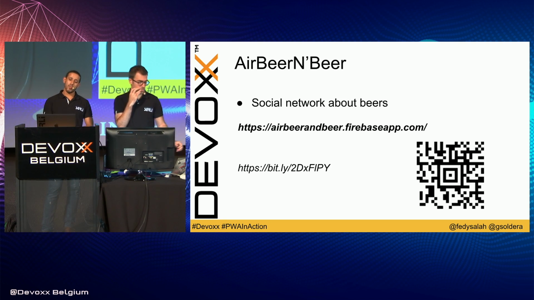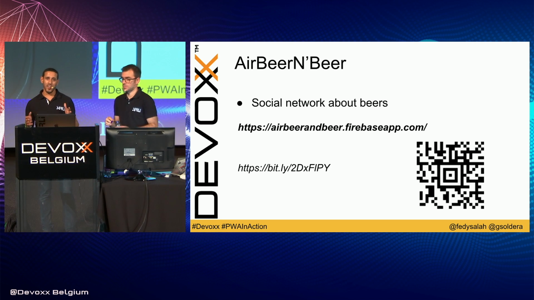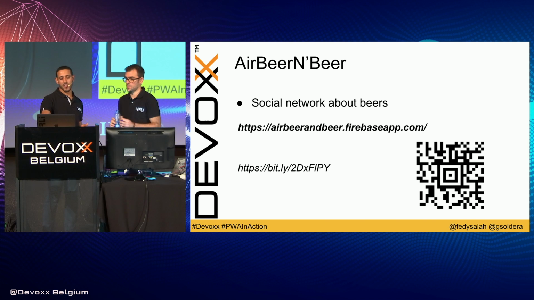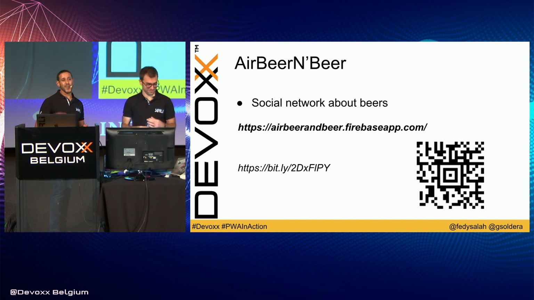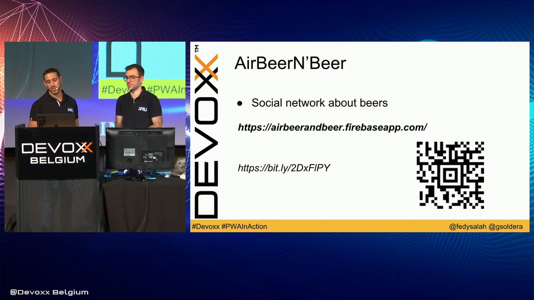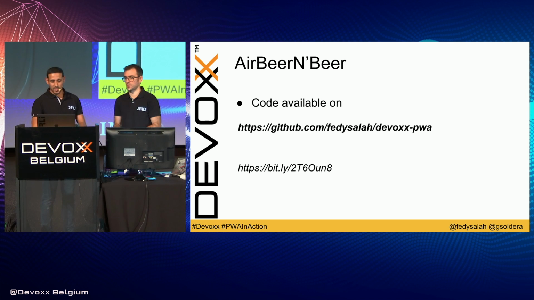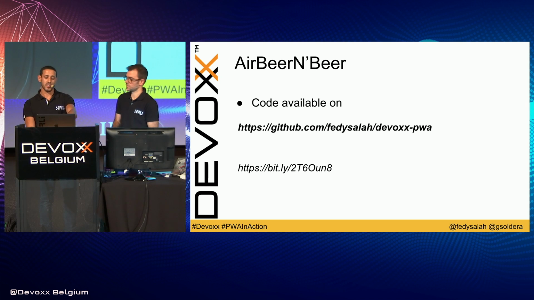So for the demo, we prepared an application for you. You can check this URL, and it's a kind of social network about beers. We came to Belgium, we like beers, so we said, let's do a social network about beers. The code is available on this link. The latest version is also available at the other link, but we're not quite sure that it's the latest version, but the latest version is available on this link.